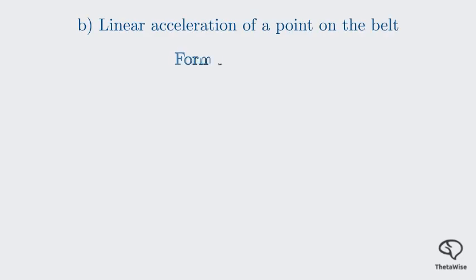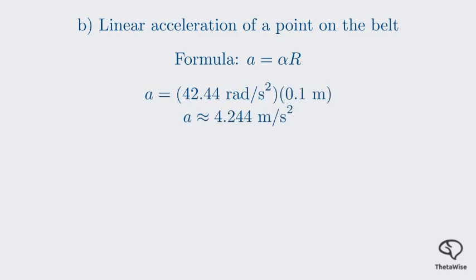Now for part B, the linear acceleration of a point on the belt. The linear acceleration of a point on the edge of the pulley is related to the angular acceleration by the formula a equals alpha times r. Plugging in our values, a equals 42.44 radians per second squared times 0.1 meters. This gives a linear acceleration of approximately 4.244 meters per second squared. This is the acceleration of the belt itself.